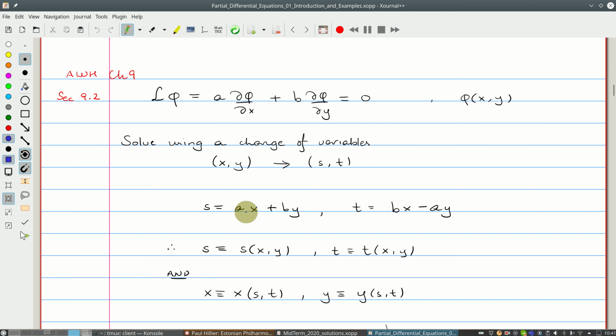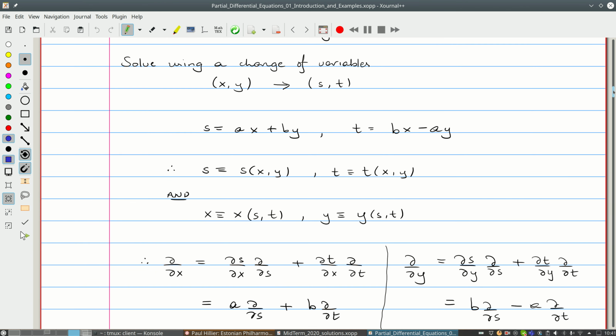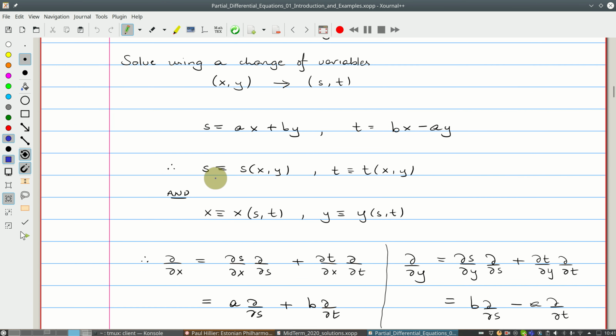s is ax plus by, it keeps the same form as this equation, and t is bx minus ay. Now, if I asked you to plot these, as these are lines, right? You will see if you made a plot that the t lines are orthogonal to the s lines. So what we have then is s could be treated as a function of x and y, and t is a function of x and y given like this.